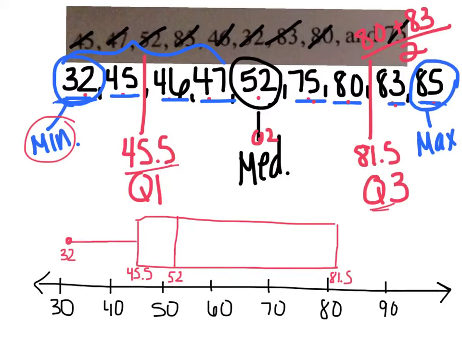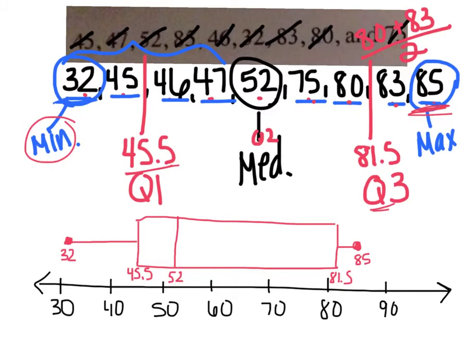Notice how my whisker comes about halfway up my box. It should always do that. Don't make it come out the bottom or out the top. It should just right about be in the middle. And then our maximum up here is 85, so we're going to extend that over here and make our little whisker and label that 85.